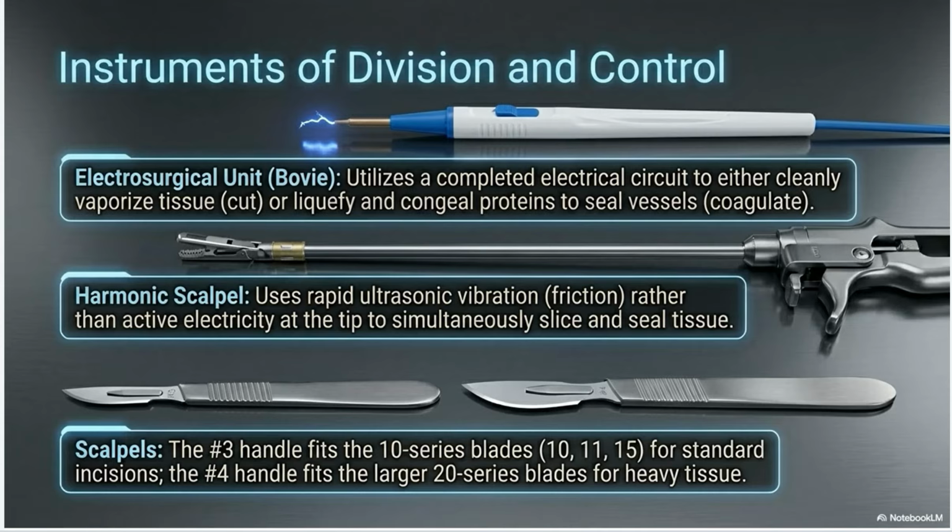The first ESU unit, or bovie, was introduced in the early 20th century by Dr. William T. Bovie, whose name surgeons still use today when requesting the device. Proper control of bleeding during surgery is critical because excessive blood loss can compromise patient safety and obscure the surgical field.